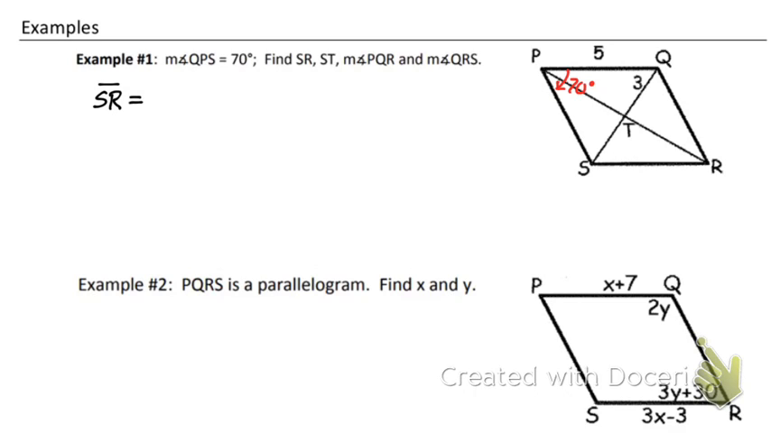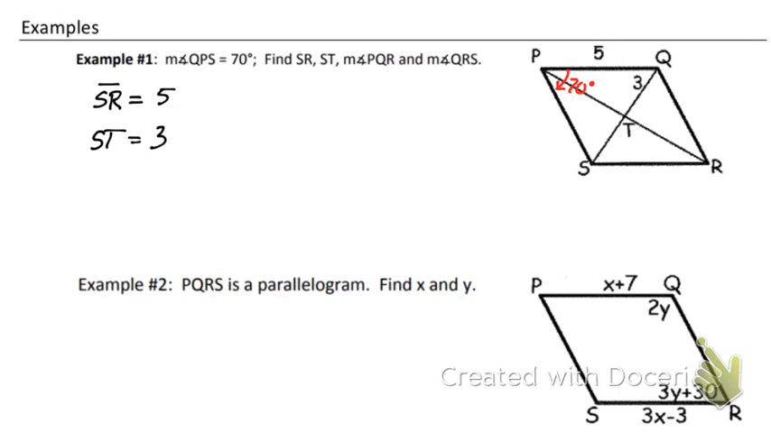So SR is going to equal PQ, and PQ equals 5, so that means SR equals 5 as well. All right, segment ST. Who can tell me what that measure is? Evan. Well, it's congruent to PQ, which is 3. Perfect. That's all I need.